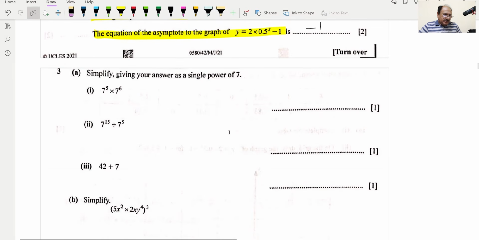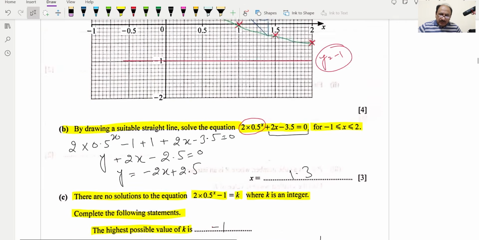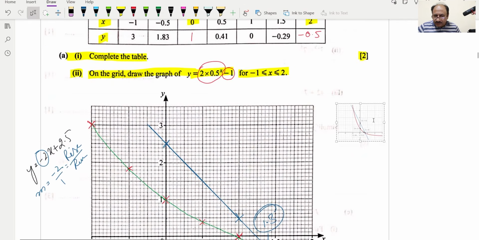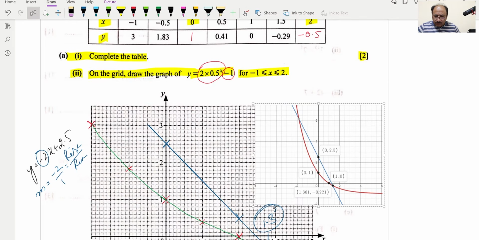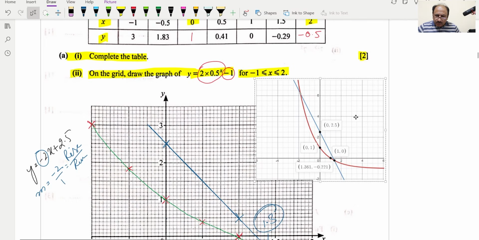Now we can move to question number 3. Question number 3, A part, simplify. Before going to question number 3, I have copied the same thing which I have shown you on the curve, that software which we have done. I have copied this also.